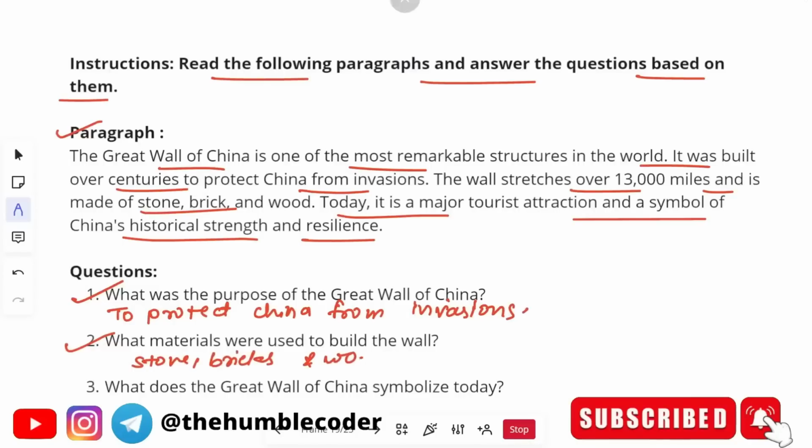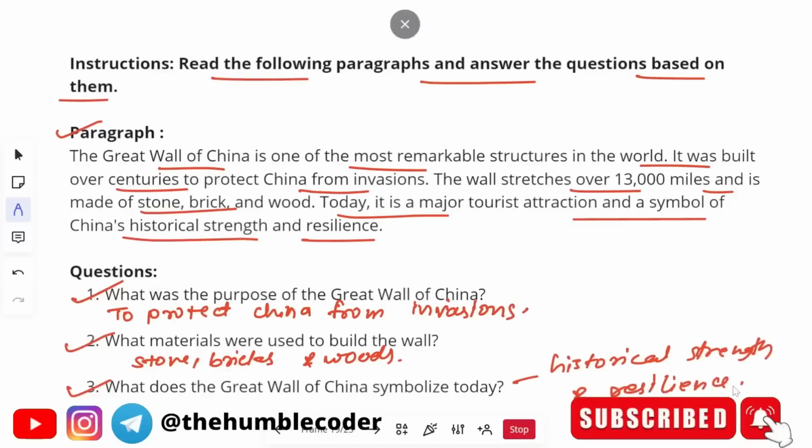Okay, let's move on to the next question. What does the Great Wall of China symbolizes today? So the Great Wall of China symbolizes China's historical strength and resilience. Okay, so basically you have to listen to the paragraph or read the paragraph very carefully, otherwise you won't be able to understand what will be the answers of the questions. Okay, let's now move on to the next question.